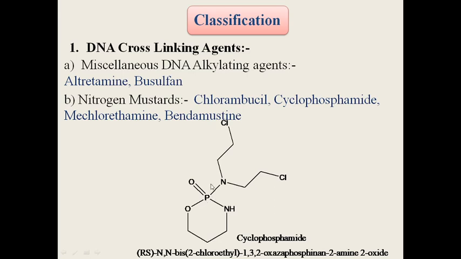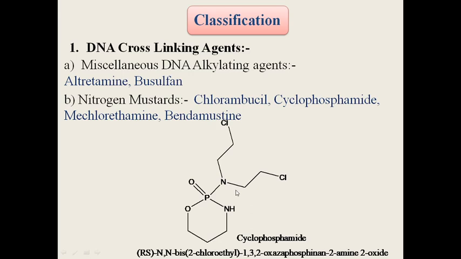And again at this phosphorus you can see there are 2 atoms attached. First atom here is nitrogen, which can be called amine, and another atom is oxygen, which can be called oxide. And again in this nitrogen atom there are 2 groups attached. One group is a 2-chloroethyl group, and another is also a 2-chloroethyl group.